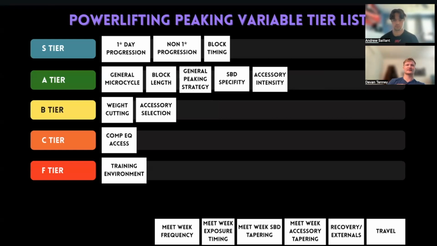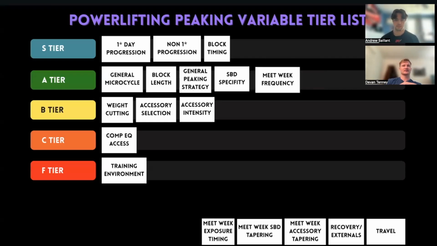I think this honestly might be a bit more important. Wait, hold on, I just dragged the wrong one. Yeah, you just put accessory intensity. I think this might be a bit more important than a couple of these, but we can leave it here for now and adjust after.